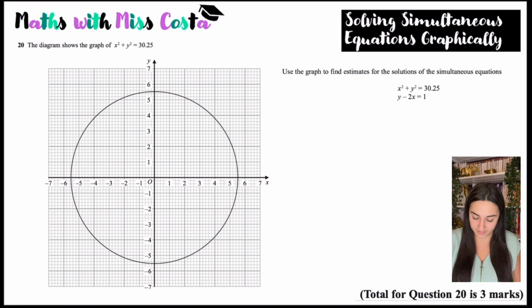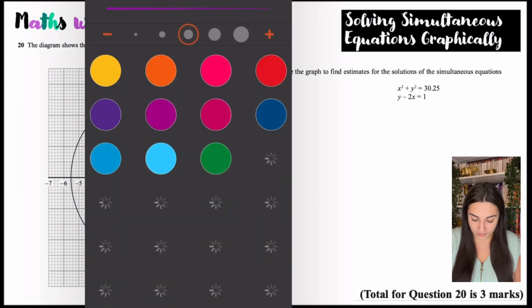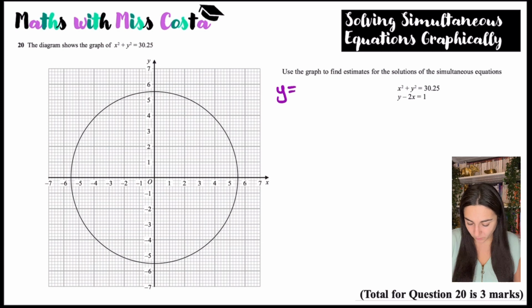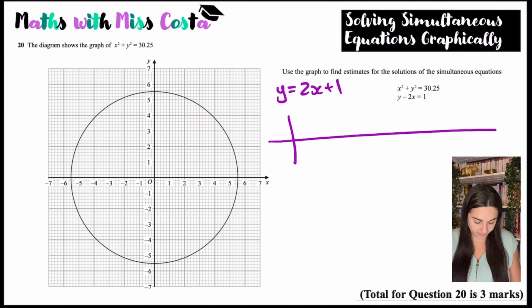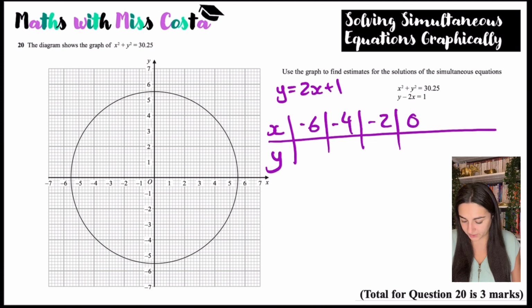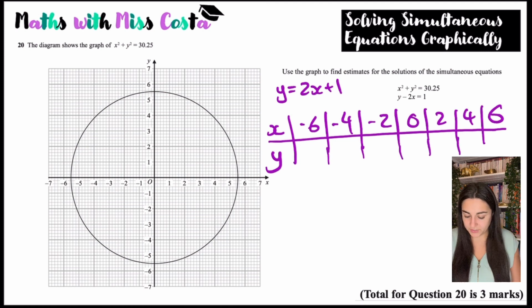So it's always nice to just get your line in the form y equals. So that would be y equals 2x plus 1. Then over here I can do my little values, so x and y. I'm going to do minus 6, minus 4, minus 2, 0, 2, 4, 6. So really quickly, 2x plus 1, 2 times 6 plus 1 is 13, 2 times 4 is 8, plus 1 is 9, 2 times 2 is 4, plus 1 is 5, 2 times 0 is 1.